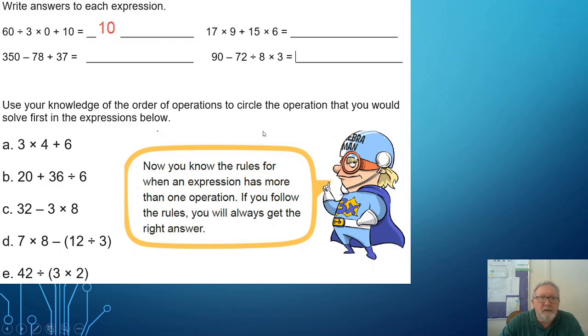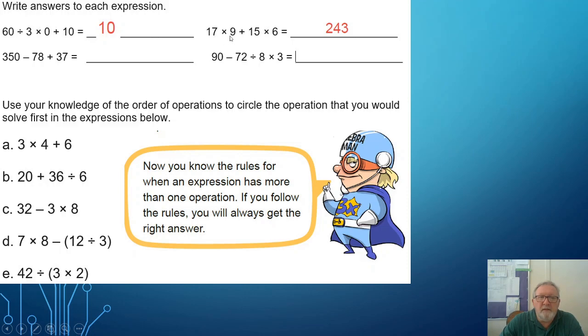Did you get 10 for this one? Let's see. Division, multiplication, addition. Division and multiplication are going to be done ahead of addition, and because they are done first, we need to work left to right. 60 divided by 3 is 20. 20 times 0, 0. Add 10, 10.